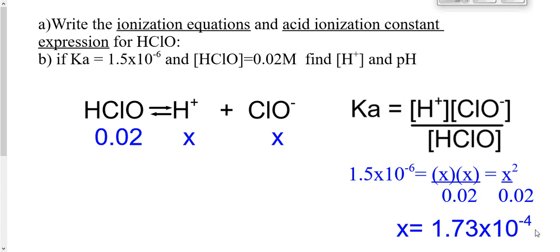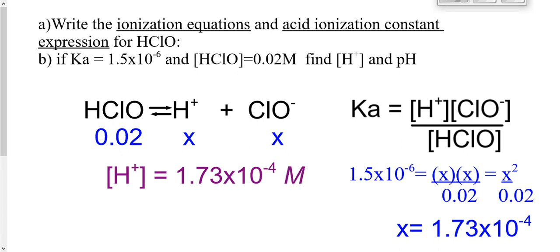Now, we've solved for X. Let's think about what X is. Over here, we have an X under the hydrogen. X is standing in place for the concentration of hydrogen. That's one of the things that we wanted to solve for. So now we can say that the concentration of hydrogen, which we know to be X, is equal to 1.73 times 10 to the minus 4. Concentration is expressed in moles per liter, or molar.